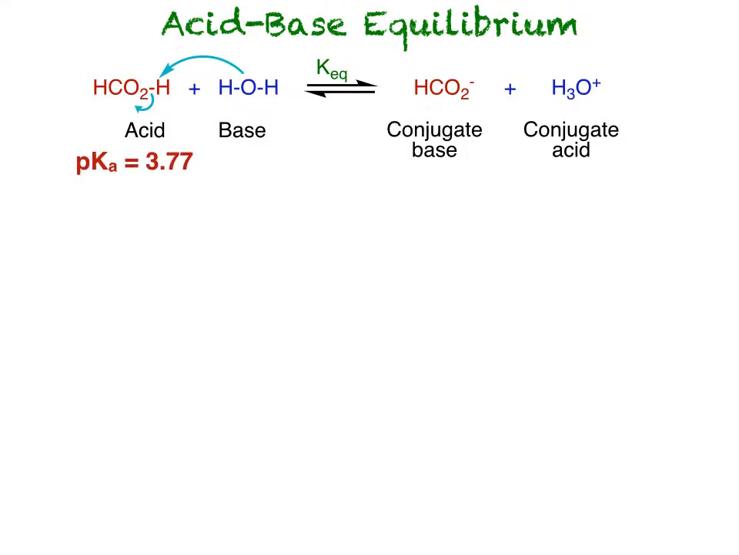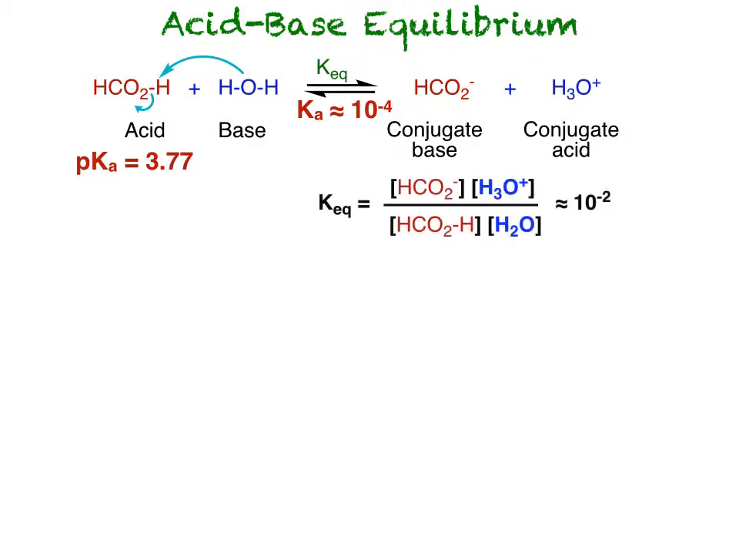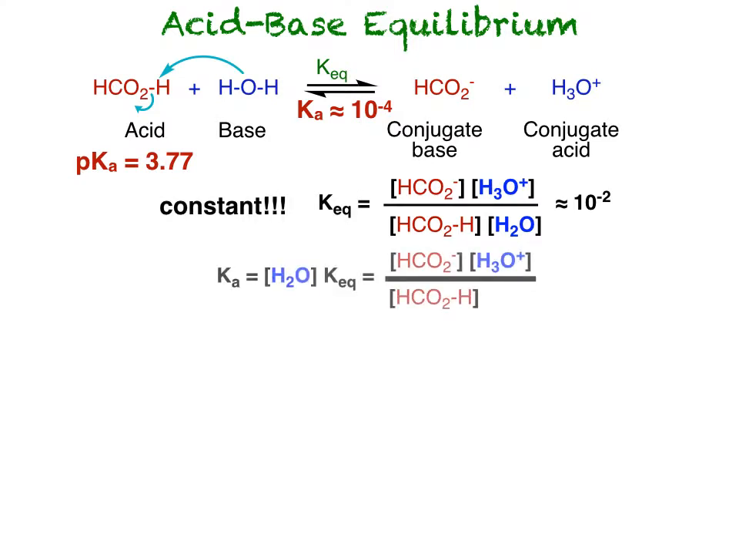So the pKa of this acid is about 4. It's 3.77. I usually work with whole numbers, so I would call it 4. So the Ka is 10 to the minus 4. We can draft up the equilibrium constant expression for this, which is the product of the concentrations of the products divided by the product of the concentrations of the reactants. You've seen this before. The Keq is going to be about 10 to the minus 2. I'll tell you why in just a second.